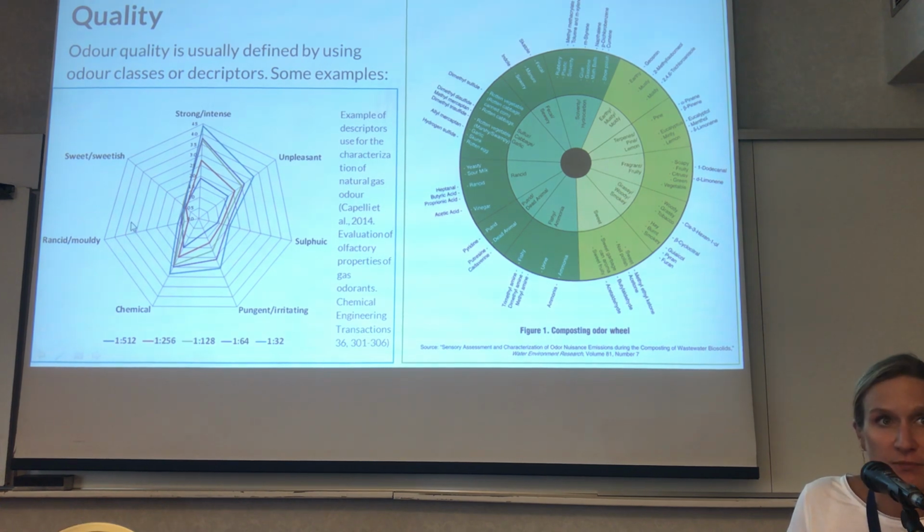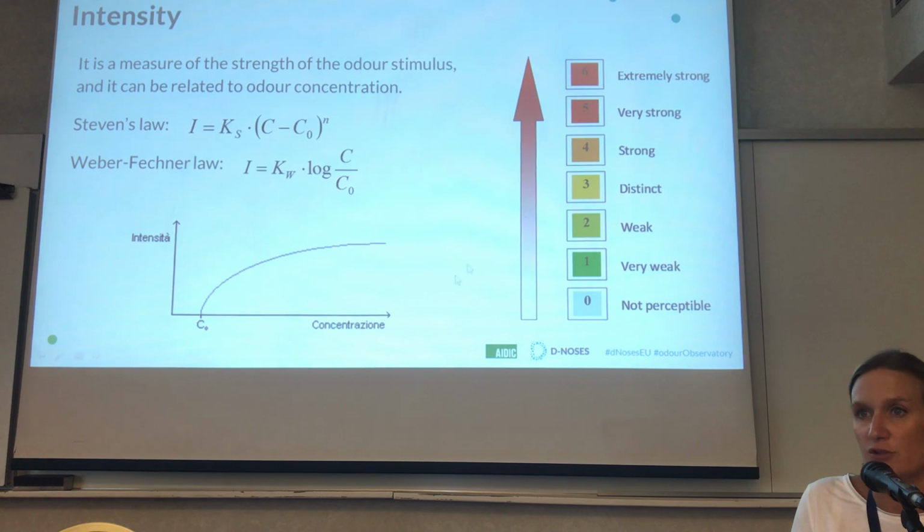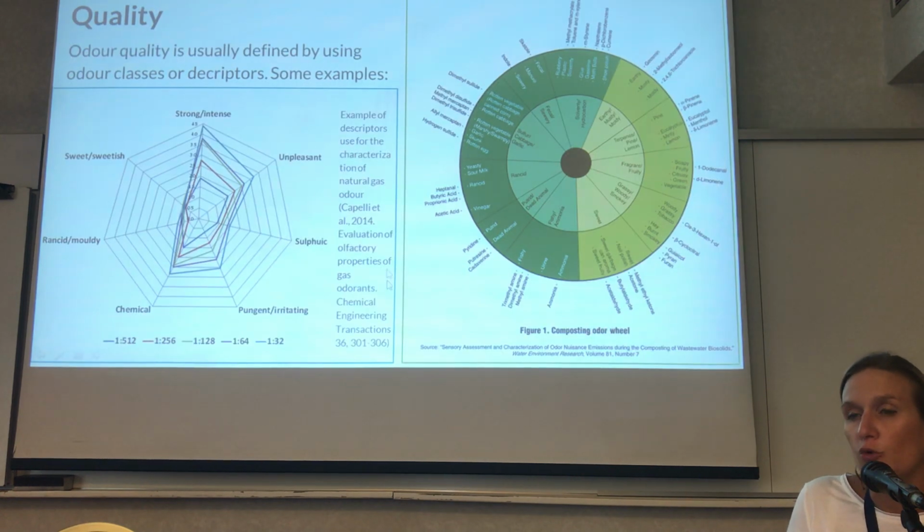What does this graph mean? When you want to describe the quality of an odor, you have a panel of people that are asked to give a score from 0 to 6, for example, the same scale that we saw here, to each one of these descriptors. So you smell the odor and you have to say how unpleasant it is on a scale from 0 to 6, how sulfuric it is for you on a scale from 0 to 6, and by scoring each one of these descriptors, you are capable of giving a description of the odor quality.